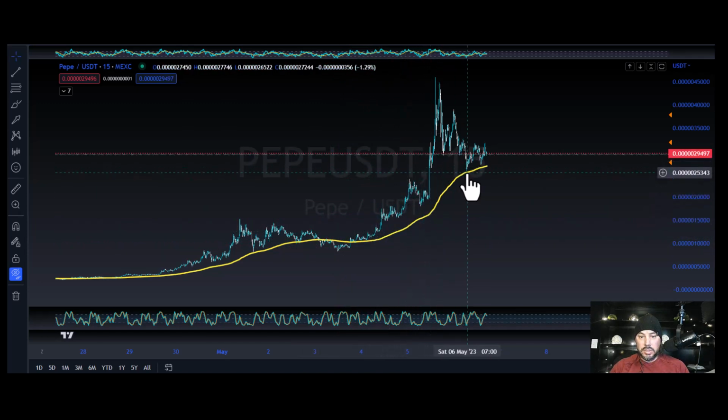And right now you can see how we got a perfect test on it here, here, and we're kind of just stalling out at this moment. Now, if we were to lose this, you could look at something like this, a little consolidation below. If this starts to turn over like a hill, then we're going to get more downside. And we'll talk about that in just a little bit.